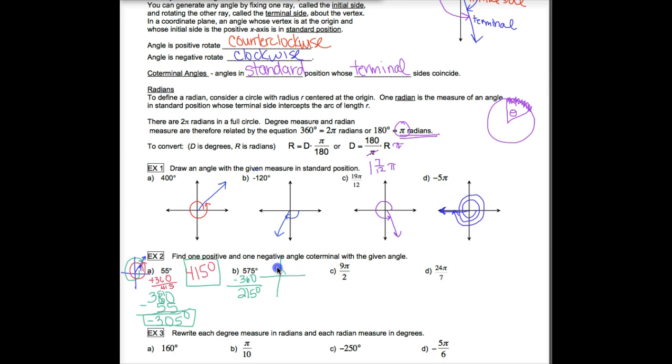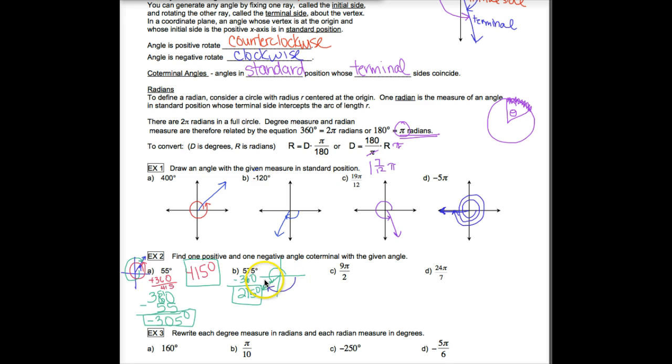So go 180, go 35 more. Here is where that 215 would be, and again, the 575 was just a full circle more than that. So 215 is a positive coterminal. A negative coterminal, again, I just need to get to the same place except in the negative direction.